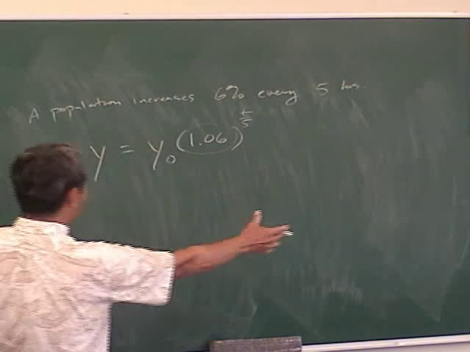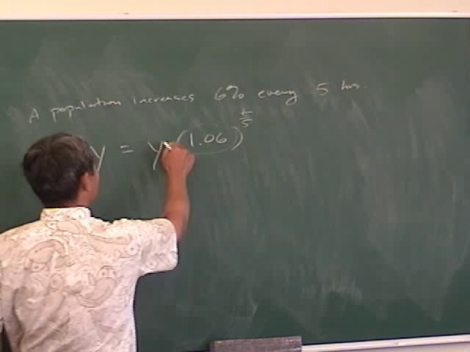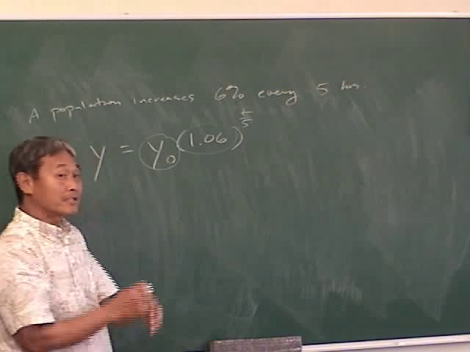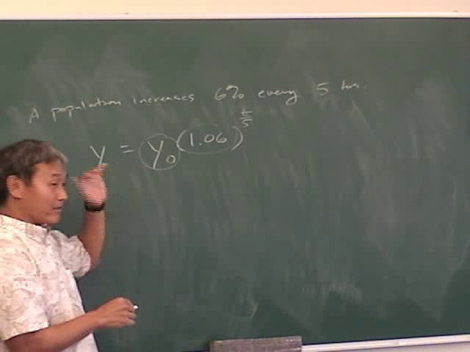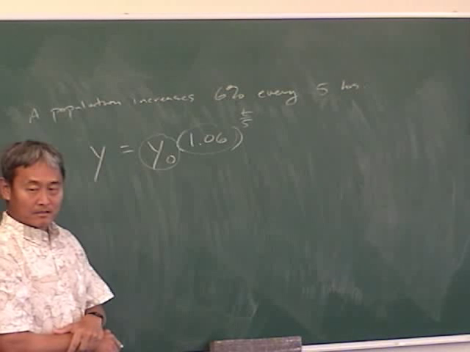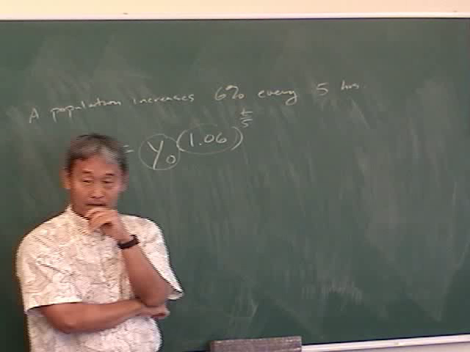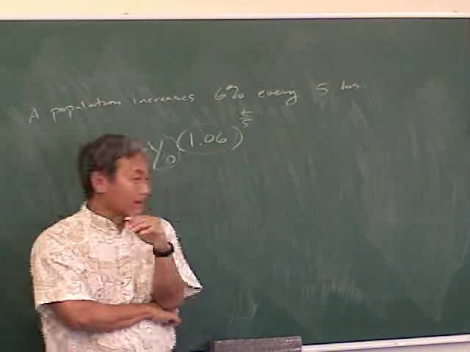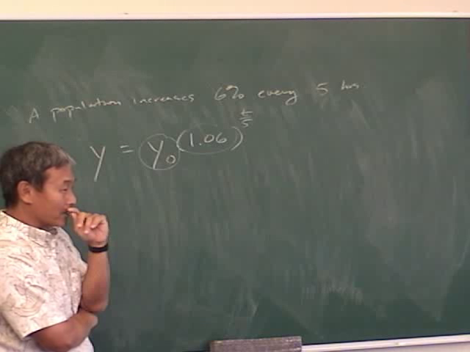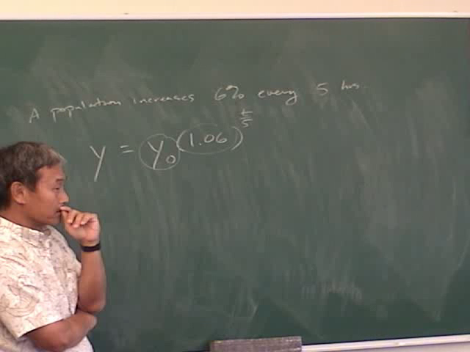Does everybody see how this works? Does everybody understand what y naught is? That's your initial population, how much you have in the very beginning. Do you guys know why, or did you just memorize it? Okay, why, Callahan? Because you have to know how much you're increasing 6% at the end.